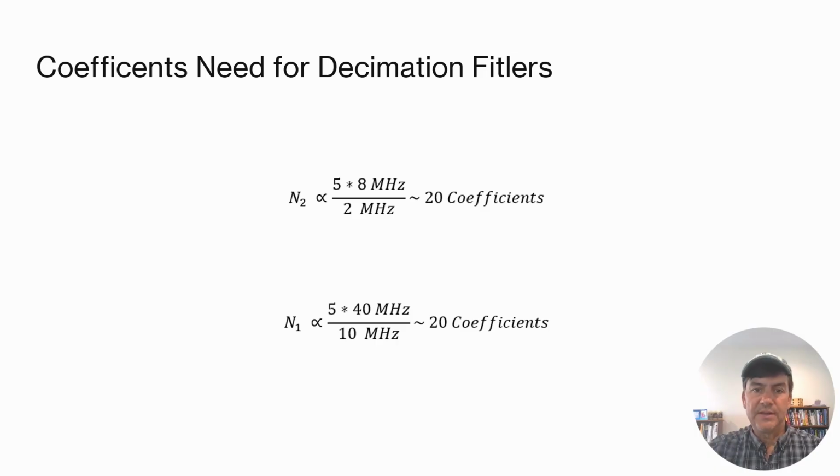Since the basic idea from the previous slide is repeated for FIR decimation filters 2 and 1, I'll fast forward and focus on the number of coefficients required for each filter. For FIR filters 1 and 2, the number of coefficients is shown in the slide. 20 for filter 2 and 20 for filter 1.